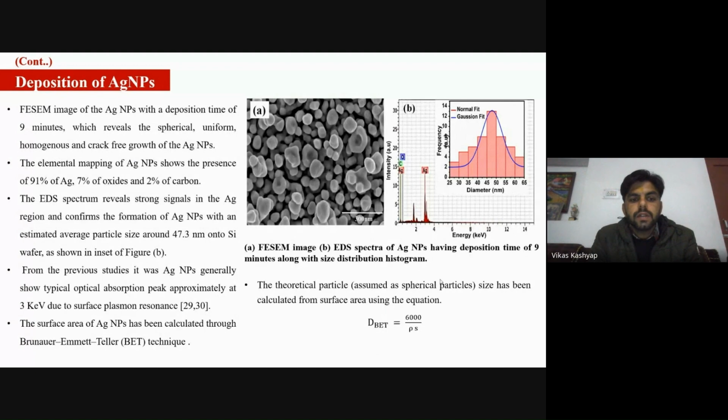From previous studies, Ag nanoparticles generally show a typical optical absorption peak at approximately 3 electron volt due to surface plasmon resonance. The surface area of the Ag nanoparticles has been calculated through the Brunauer-Emmett-Teller (BET) technique, which is the main technique. The theoretical particle size has been calculated from the surface area using the equation.